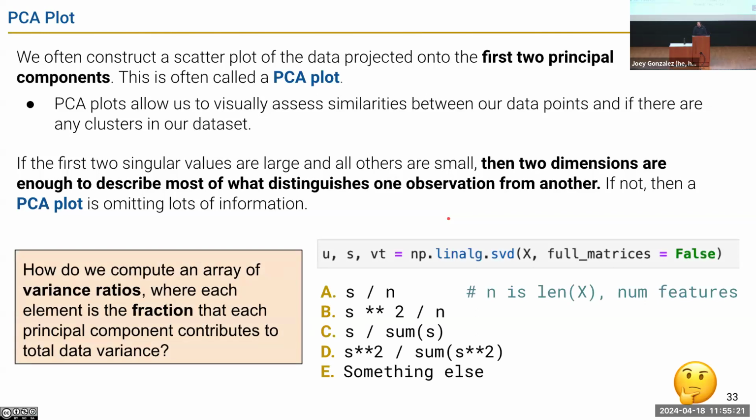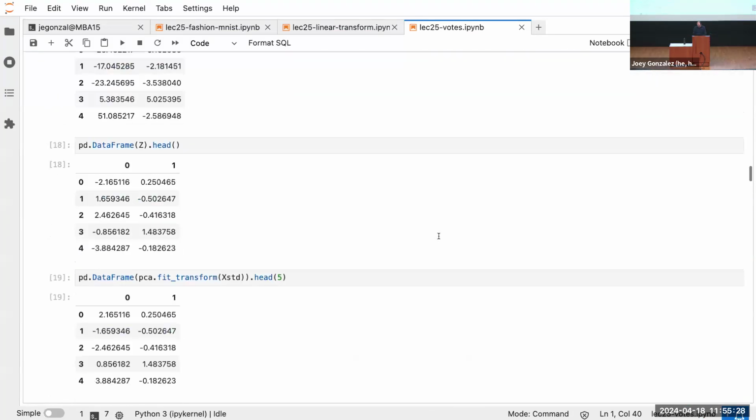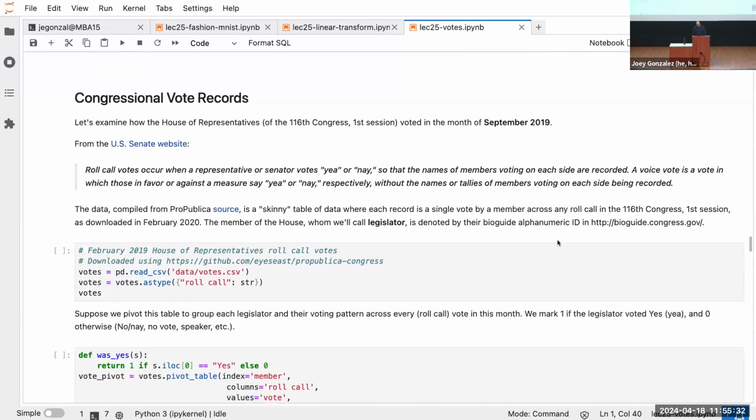Okay, I want to go back. We'll come back to this Slido in a second. Let's do some actual fun stuff. All right, so now I get to do the fun part of lecture. We're going to look at complicated data.